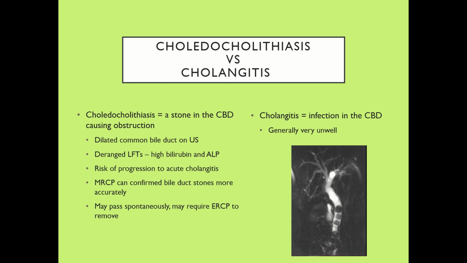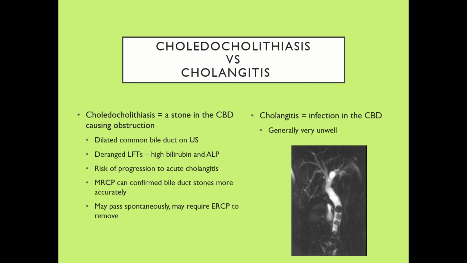So the main risk of choledocholithiasis is that this can progress to cholangitis. You've got kind of static fluid in there, which is never good. So that's the main risk. An MRCP might be done. This confirms the stone location more accurately. And then generally, once they've had an MRCP, these patients would then receive an ERCP.